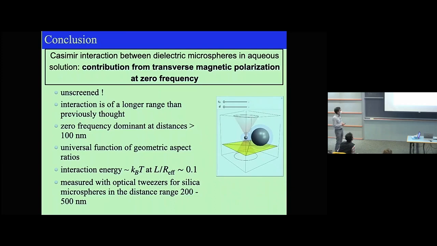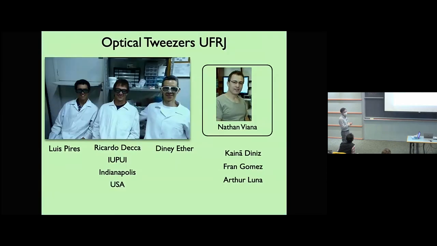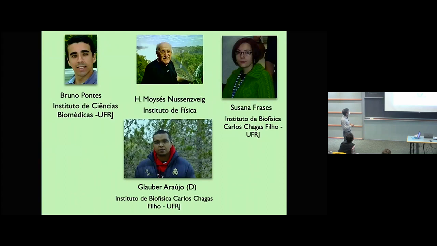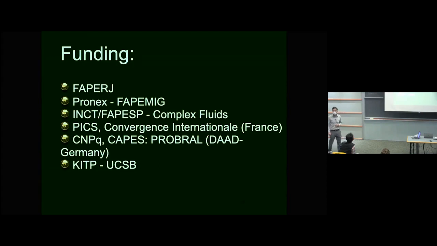So with that, I just want to show the people who actually did the experiment. I am a theoretician, right? Luis was a doctoral student with us, and Dene was a postdoc at the time. You know this guy here, right? Ricardo was very important. He stayed a few months with us. Nathan is my colleague. He is a true experimentalist. And there are other people and theoreticians. Benjamin is here. He was very important to do the numerical calculations. And so with that, I thank you for your attention.